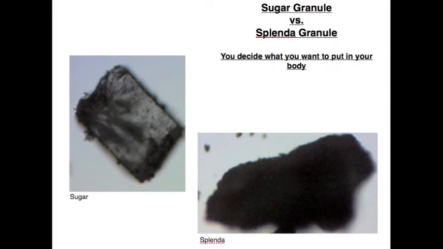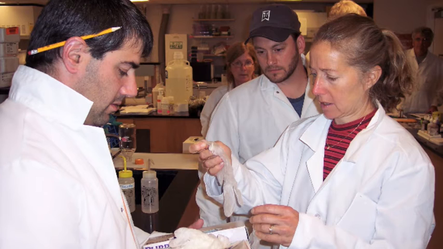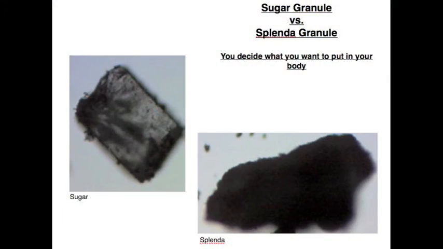I felt it was important for students to make distinctions based on data and other observed data, whether statistical, etc. And I looked at these granules, and it struck me how sugar looked far more edible than the Splenda, which sort of prompted the question that I posed on the picture, which is, you decide what you want to put in your body based on these pictures.